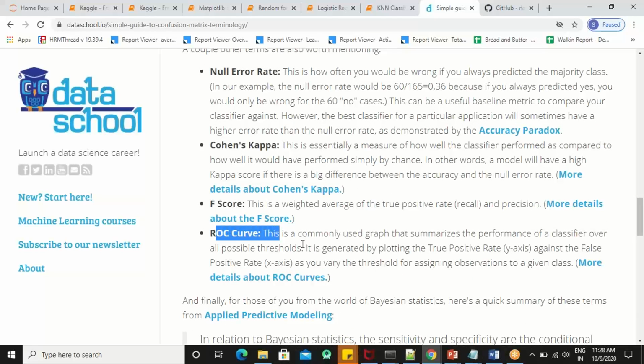So here he is talking about the ROC curve, so you guys can read about what the ROC curve is, and what the F score is. F score is like a weighted mean. It's like a weighted mean or harmonic mean.